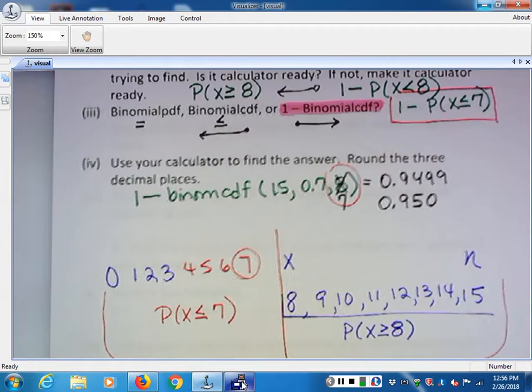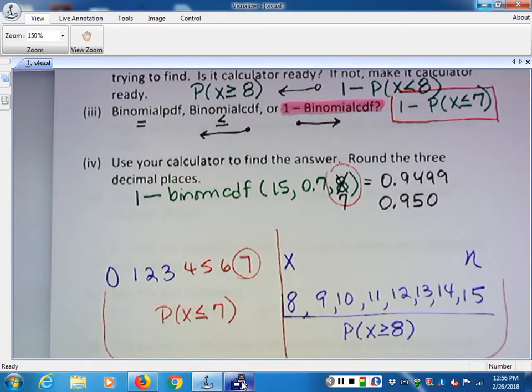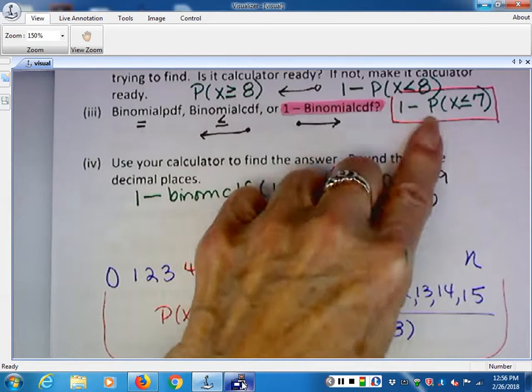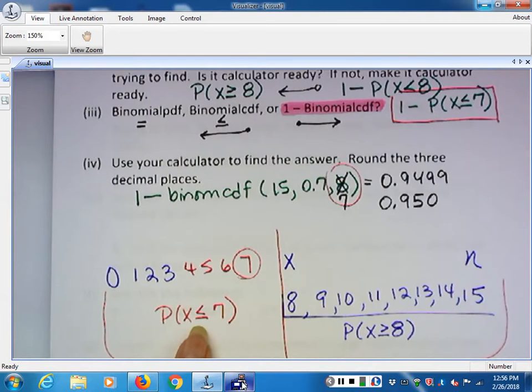Yeah, that's what I was asking. Yeah, you have to use that one. Even though these say the same thing, remember the calculator only does the equal to. So you've got to have the correct equal to statement. And since we include 8 on the upper end of it, then we can't include it on the lower end. So your top number would be 7. Okay?